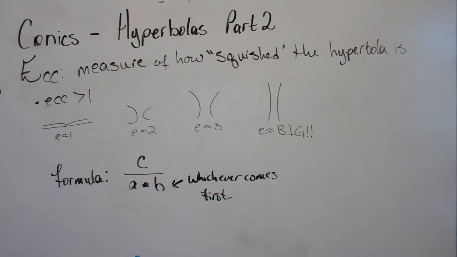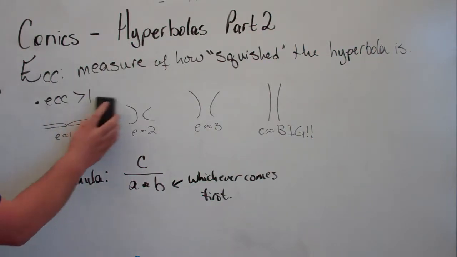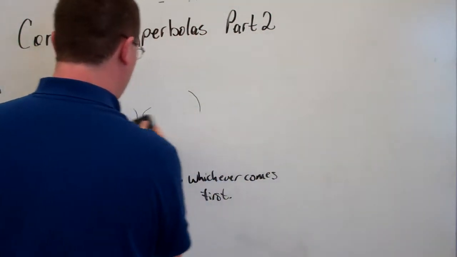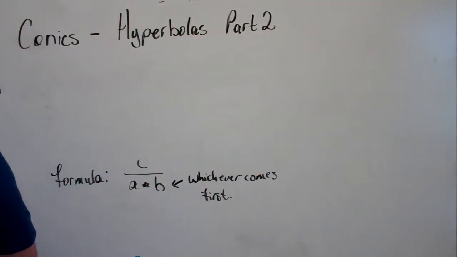So it's C over A or B, whichever comes first. Whichever comes first. So now I'm going to leave the equation for eccentricity up there. Oops, I erased the C.